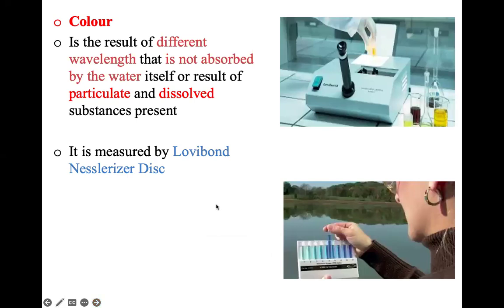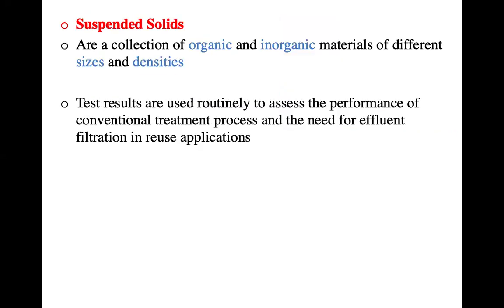Color. Color is also another parameter that determines whether water is polluted or not. It is a result of different wavelengths that are not absorbed by the water itself or by particulate or dissolved substances that are present. And these are measured by the Logie-Baud visualizer disk. Now, you expect that water that is fit for drinking has no color. But these days, when water gets polluted, it can impart color, and this is supposed to be measured using the appropriate instrument to make sure water is of good quality.